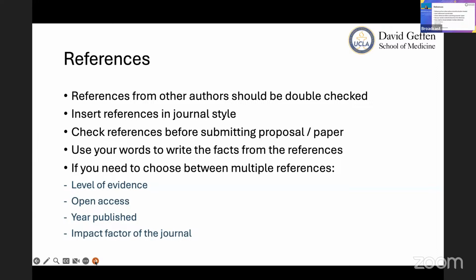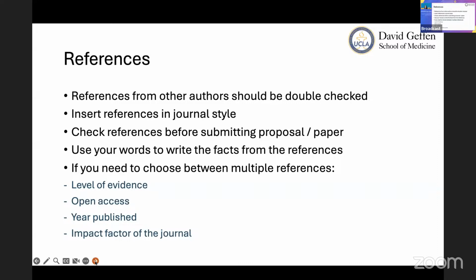So that's really important. If you're using a reference from another author, let's say another author cited this research for a particular statement that you're making, make sure you go to the article, read the article, and double check. Make sure you're not blindly taking references from the other authors.